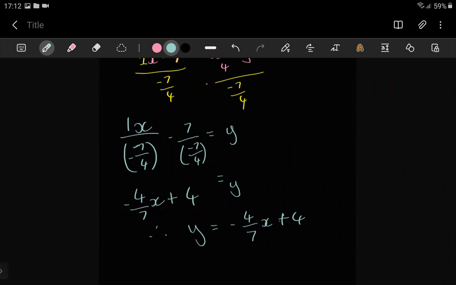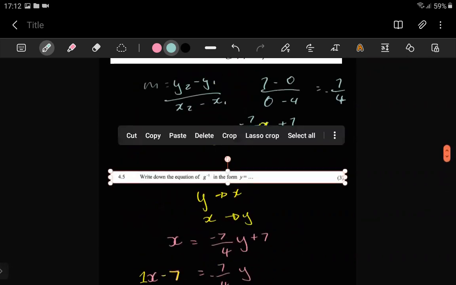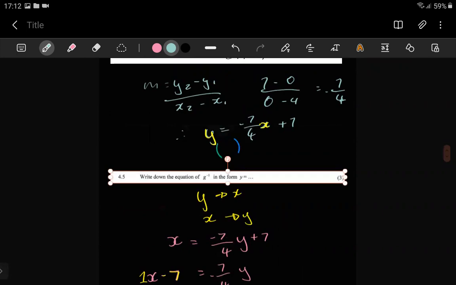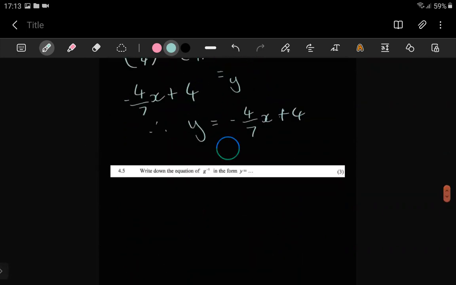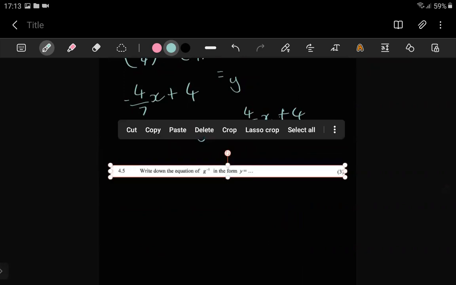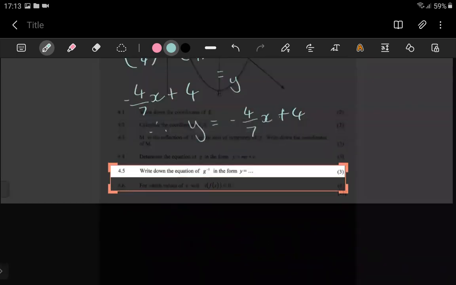So that's the big idea here. We have gotten our equation and we wrote it in terms of Y. So that's for 4.5, right? We just have to know that they're talking about inverse there. Now, for something like the next one, which is this last question.